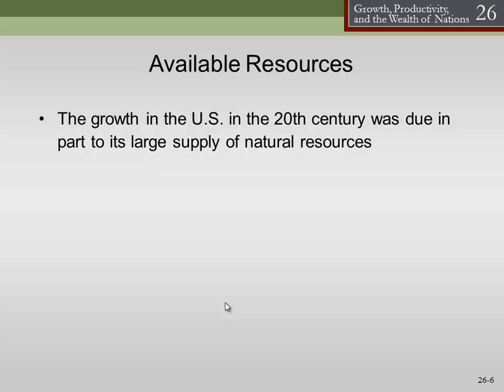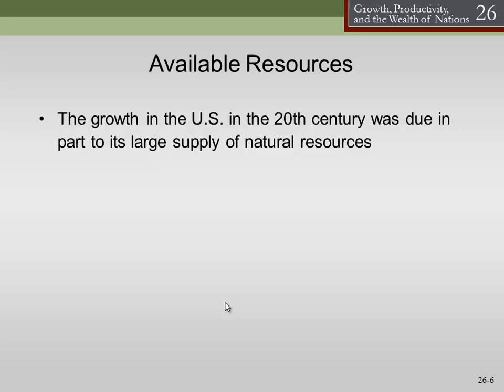Next, we need available resources. So we can have the capital, we can have the institutions, but if we don't have any of the raw materials we need to produce stuff, we can't produce stuff. So the growth in the U.S. in the 20th century was due in large part to a large supply of natural resources. Generally speaking, larger countries, geographically, have an advantage in this respect than smaller countries. Why? Because a larger country has, well, more ground and more space to have more natural resources.